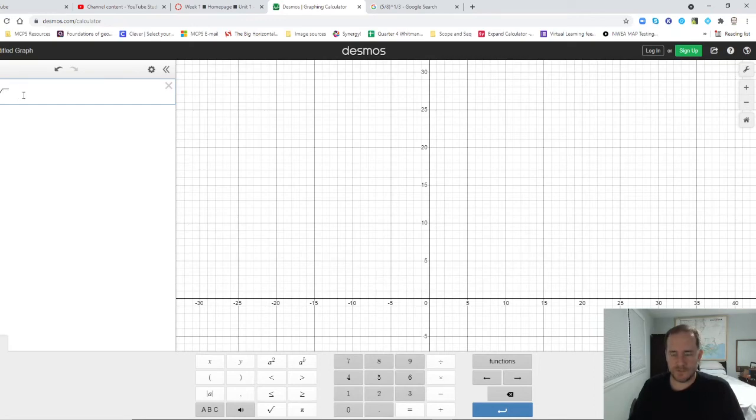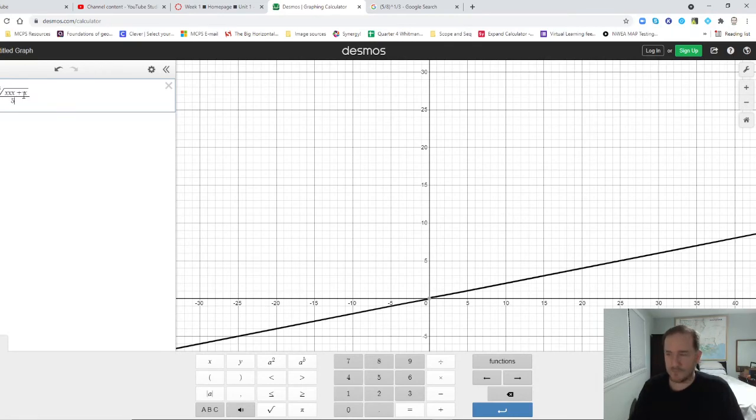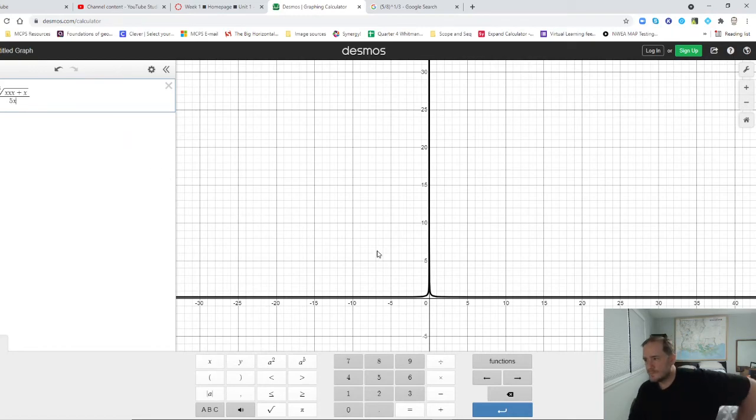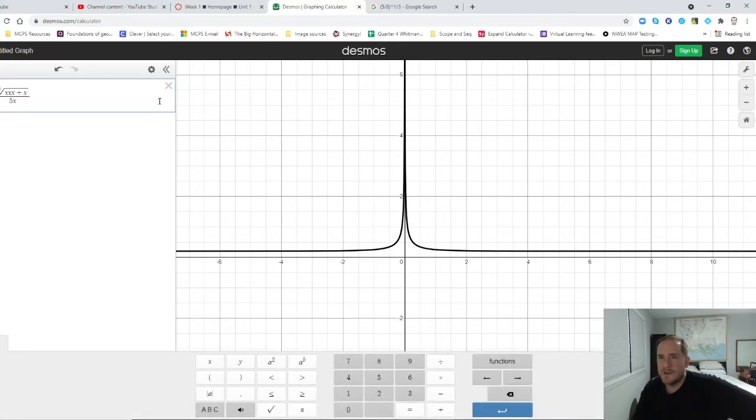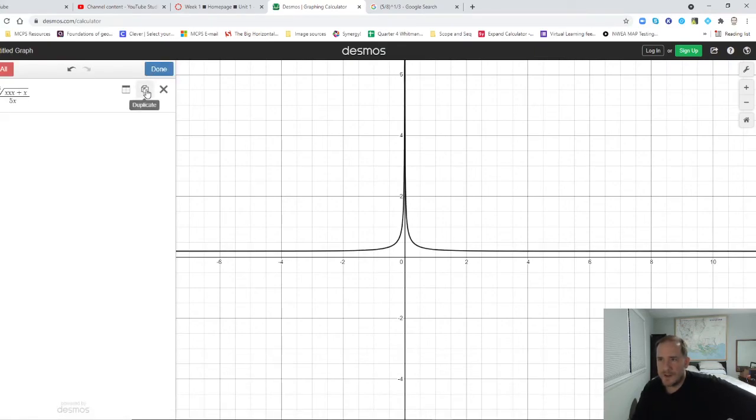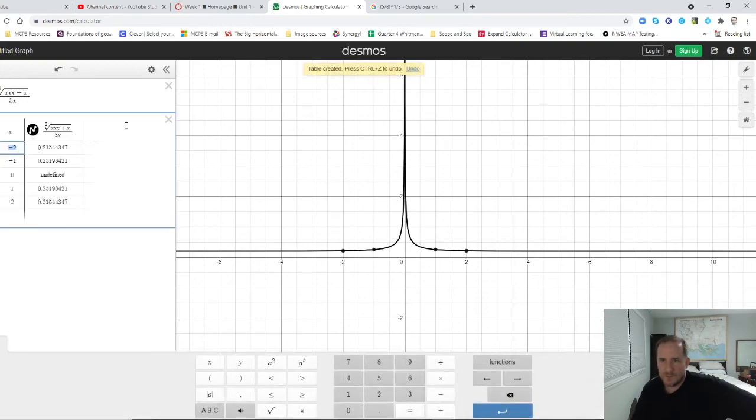So what are we doing? Cube root of x cubed plus x, but all over 5x. Oh, I don't like that one bit. Okay, duplicate this by clicking this. Turn it into a table of values. Clear out this garbage.